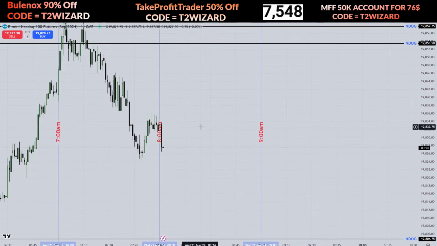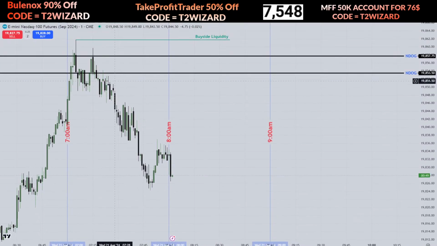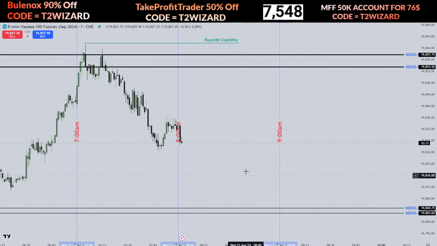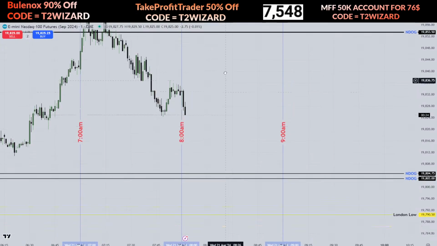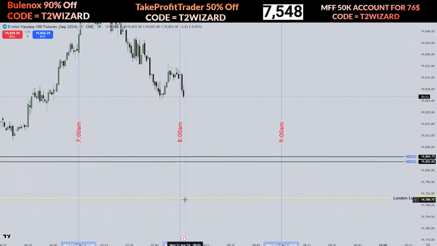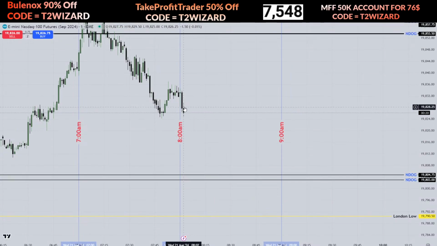From yesterday and the day before yesterday, we have seen that the liquidity built after 7 a.m. was taken using the opening bell at 9:30 a.m. If you are with me, you have seen that whatever liquidity built after 7 a.m. was left until the 9:30 opening bell. I will keep that in mind and see whether this buy side liquidity is going to be taken after 9 a.m. or not. Over here, this is the London low and the new day opening gap, and I will try to focus here.